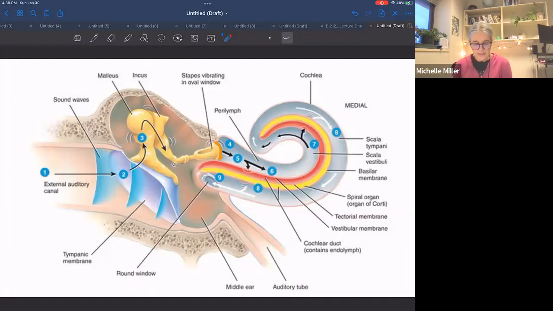So here you can see sound waves coming in. They're going to vibrate the tympanic membrane, the eardrum. And then we're going to vibrate and move those ossicles, the malleus, the incus, and the stapes, and then the sound waves get sent into the cochlea. So this is how we are able to perceive sounds.